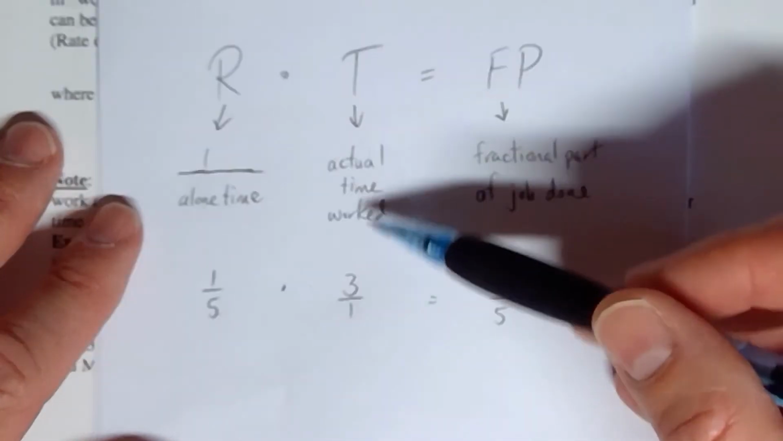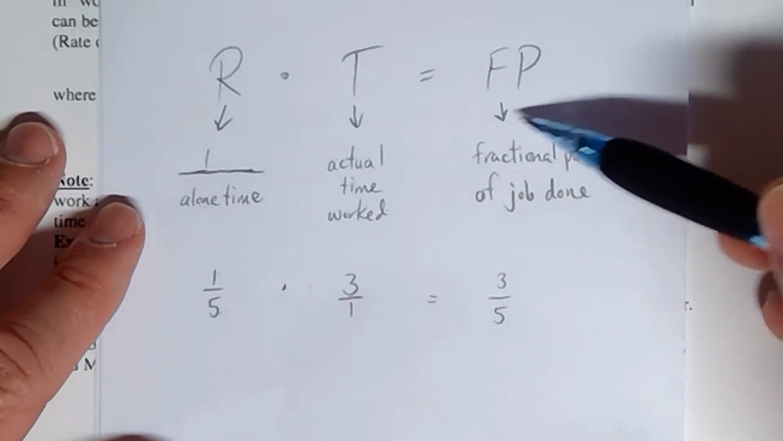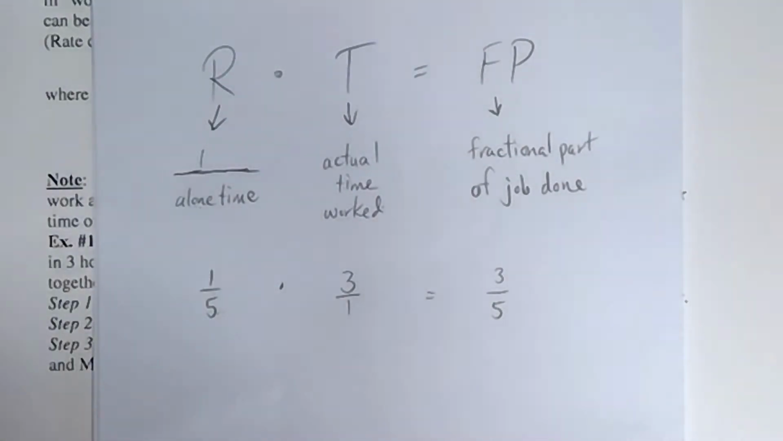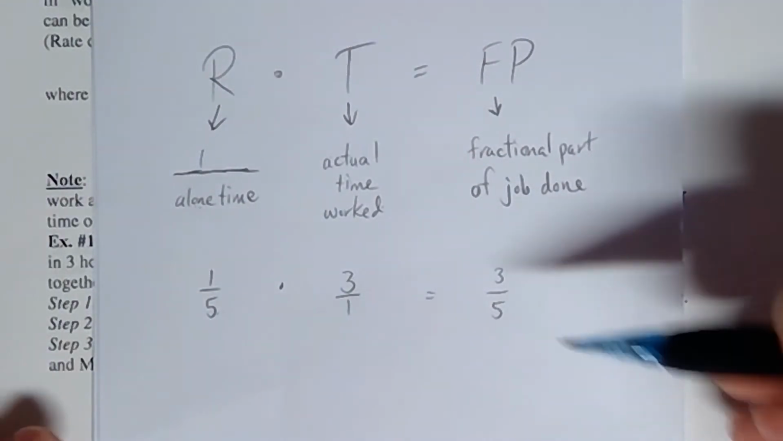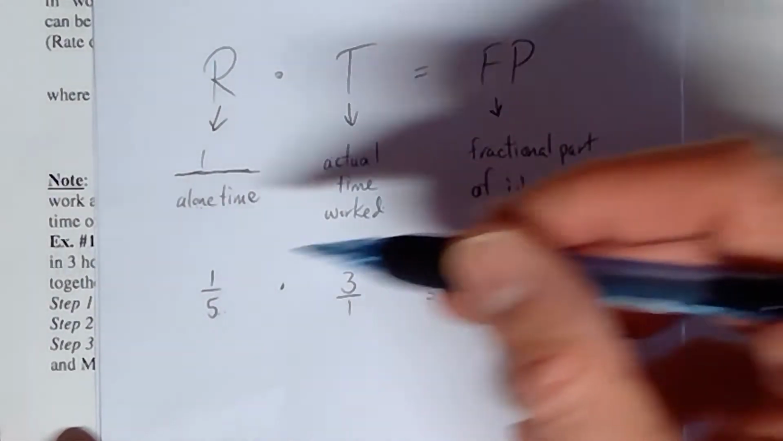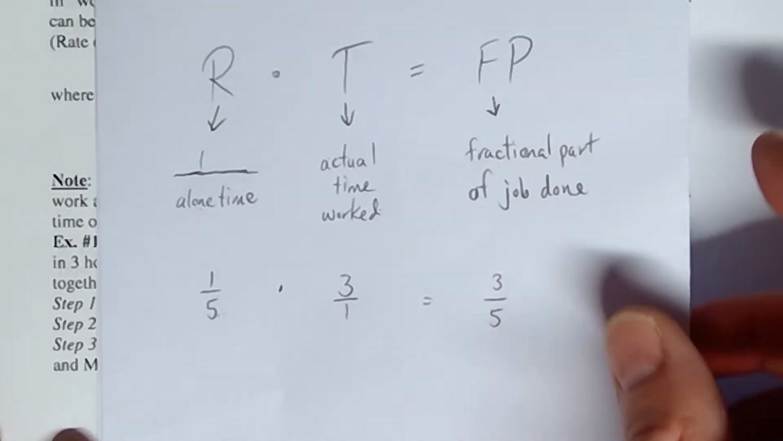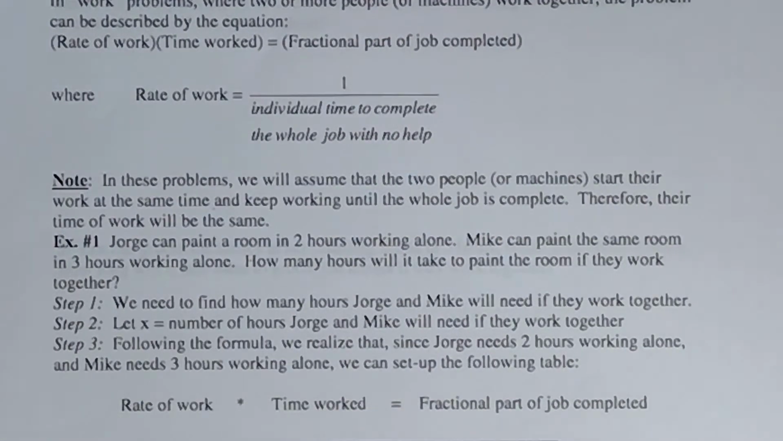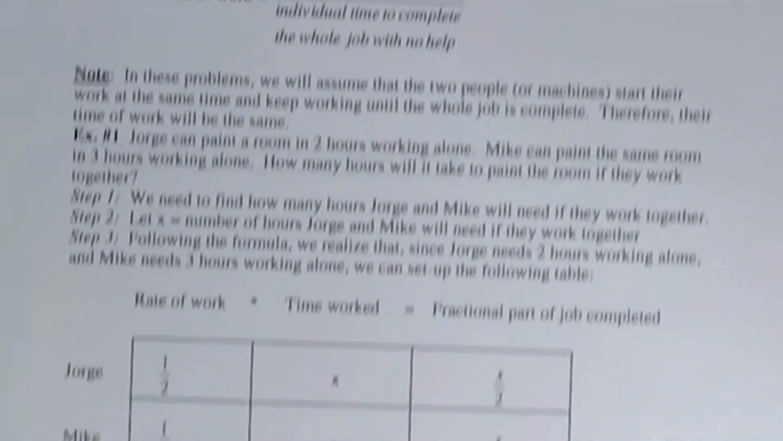And then, again, this is the actual time worked. You multiply it together, this gives you the fractional part of the job done. So that means that after 3 hours, you could get 3/5 of the house done. Okay. Now, I'm going to revisit this formula here as we go along. Let's jump right into the first problem, though, and then we will take a look at that again.